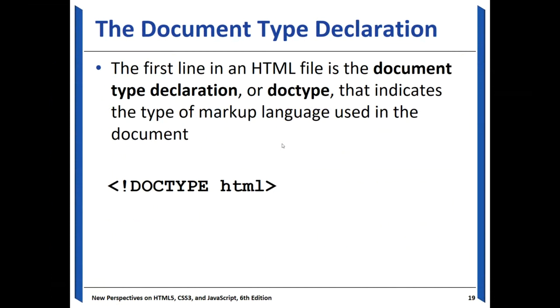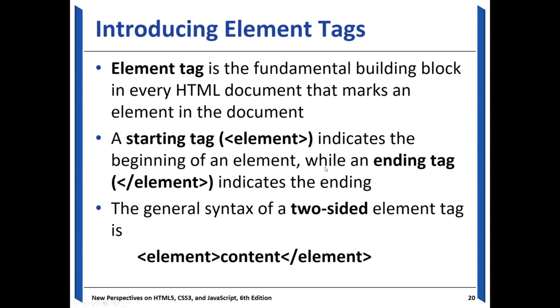All right, so we talked about this. The first line of an HTML file is the document type declaration, or doctype. So we're saying, hey, this is a document. It's going to be an HTML document. Element tags are the fundamental building blocks in every HTML document, and they mark an element in the document. So we have a starting tag, as we see here, indicating the beginning of the element, and the ending tag will have the slash in front of the text.